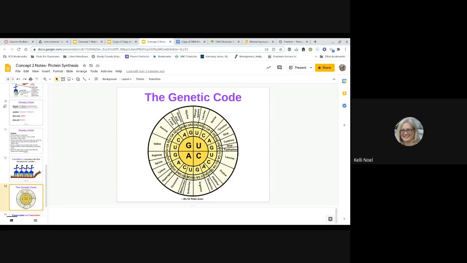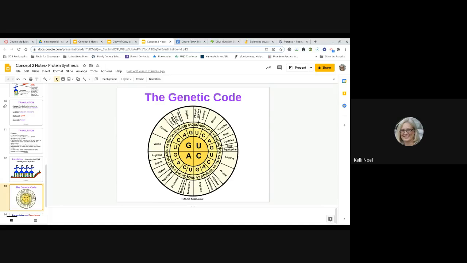Now, here's our wheel. There's two ways of charts, and I'm going to have a printout in just a few minutes where you have one of each that you can use. You always start in the center. You always have to have messenger RNA. If I were given G, G, G.